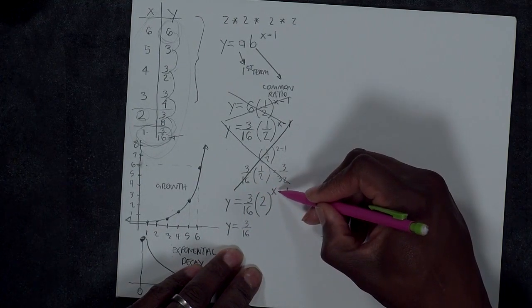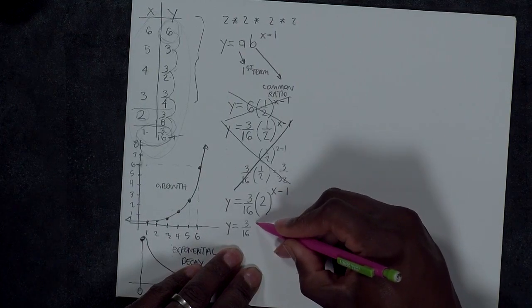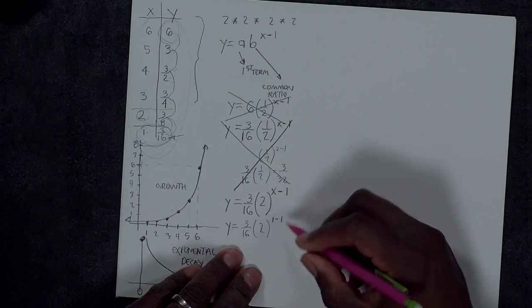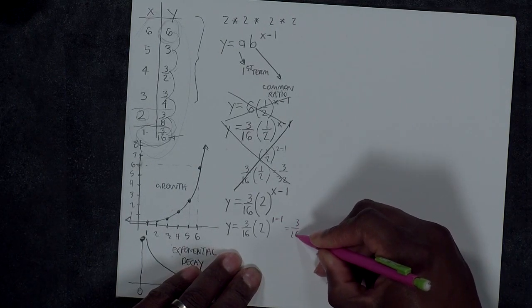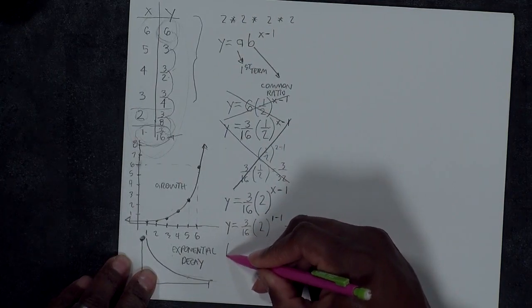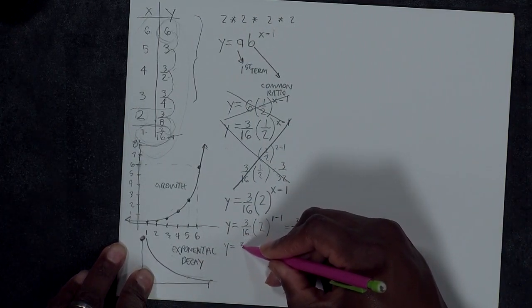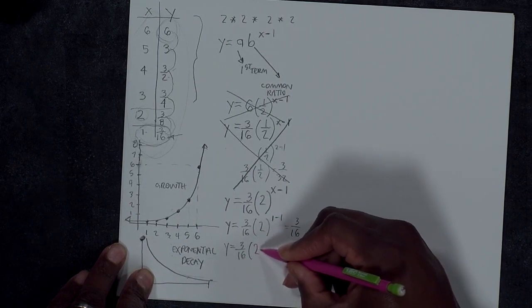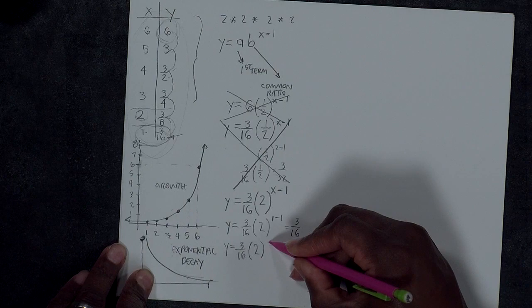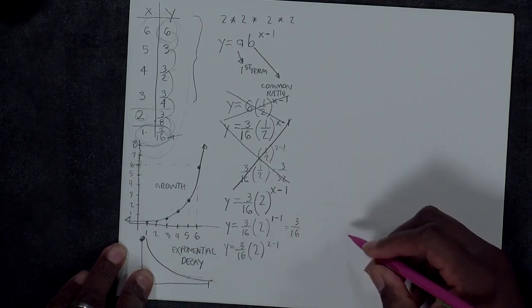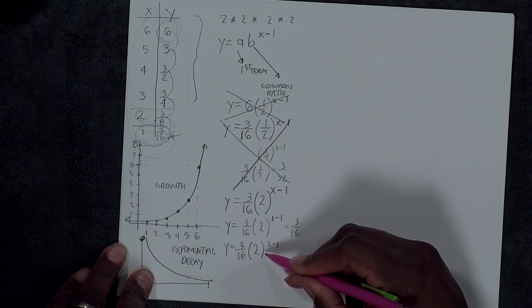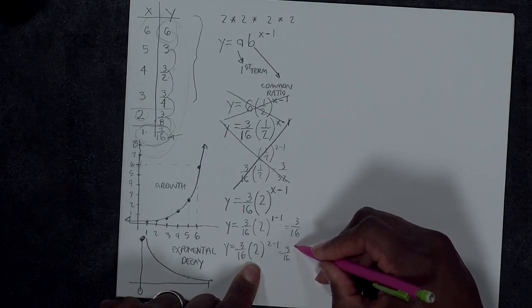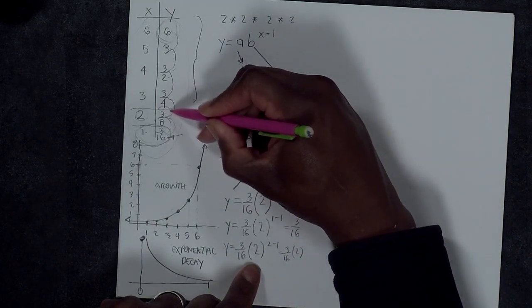3/16. If we put a 1 here, we still get the 3/16. We end up with 2 to the 1 minus 1 power, and that's going to give us 3/16. All right, so if we put in 2, we have 3/16 times 2 to the 2 minus 1 power. 2 minus 1 is 1, and we end up with 3/16 times 2, which is indeed the 3/8.